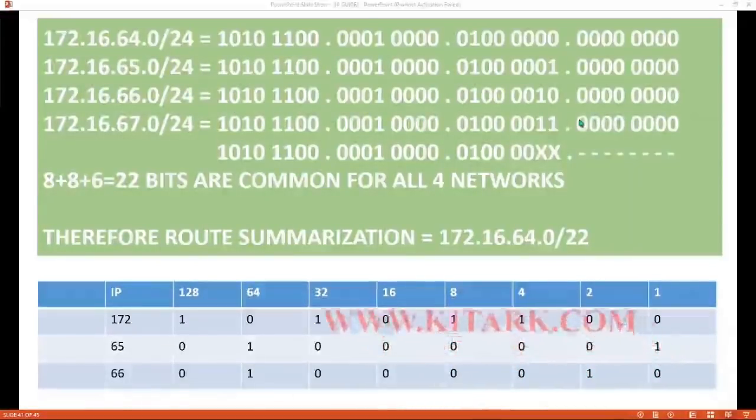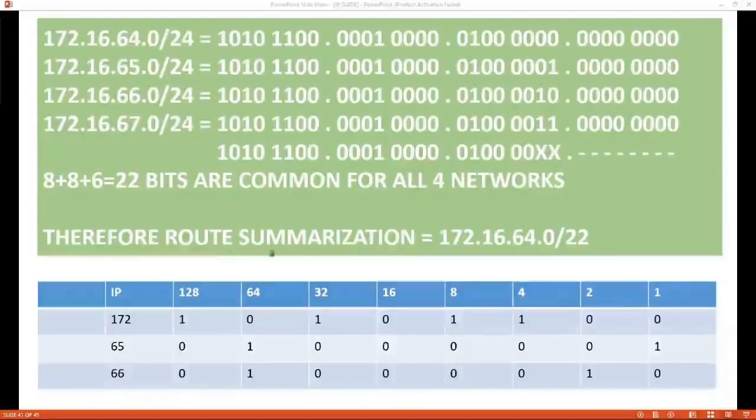Around the 32 bits, you need to figure out how many bits are common. So here you can see 10, 10, 11, 00, 00, 01, 00, 00, 01, 00, 0011. So among here up to the 00 shown here, which means 22 bits, you can make that constant. Why? It's a fixed value, right? So you can consider all these 22 bits are common for all of these 4 networks. So what we can do is we can change the /24 into /22 when we do the route summarization.